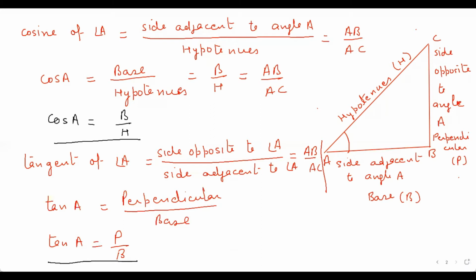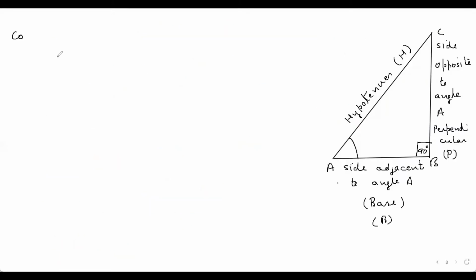On next page, I am going to explain cosecant A, secant A, and cotangent A. I have made a right angle triangle here. Now I am going to explain cosecant of angle A, C-O-S-E-C-A-N-T. Cosecant of angle A is 1 over sine of angle A.